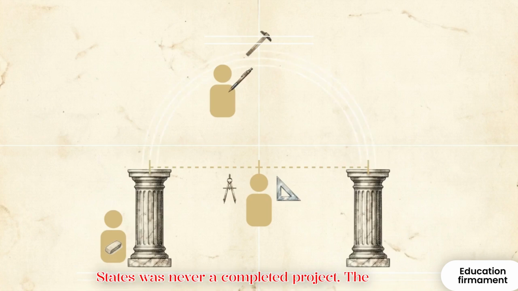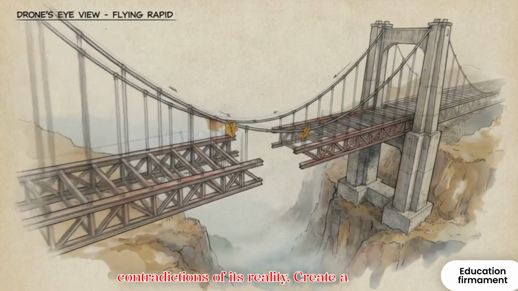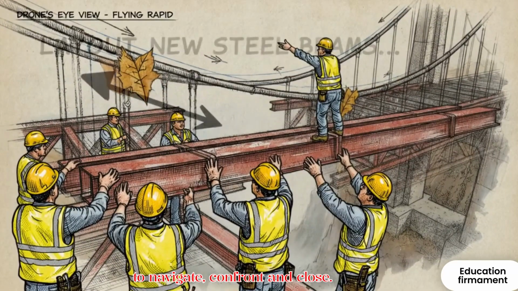The United States was never a completed project. The ambition of its founding ideals and the contradictions of its reality create a gap that every new generation is forced to navigate, confront, and close.